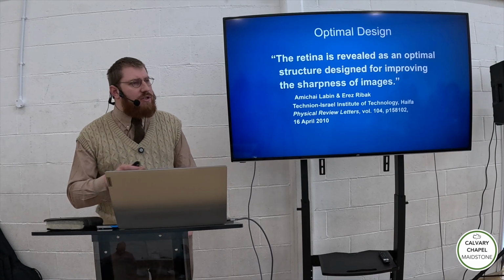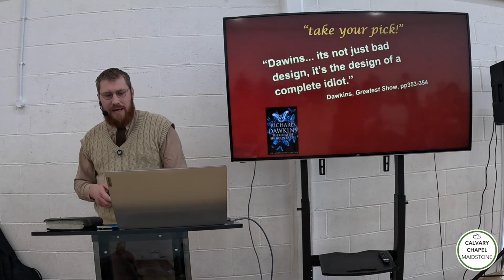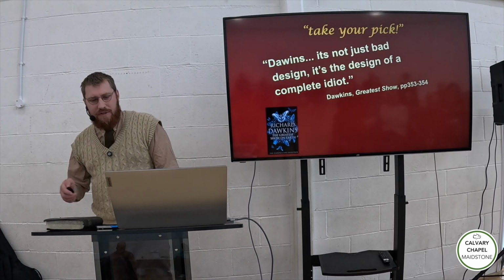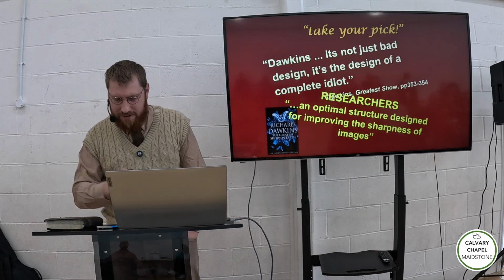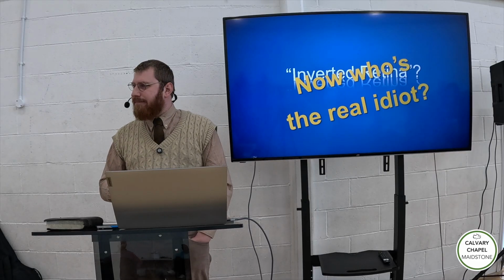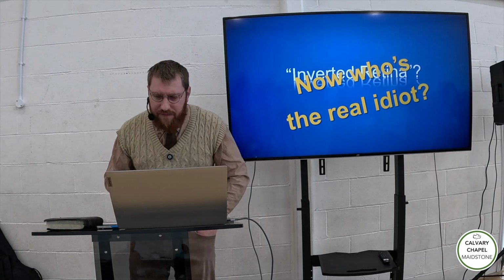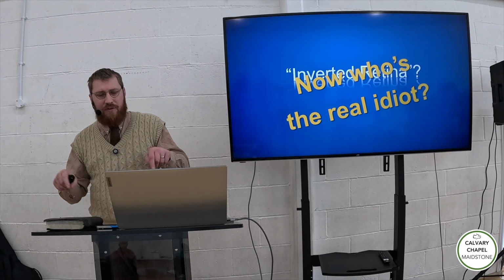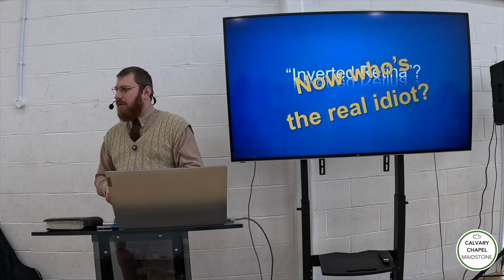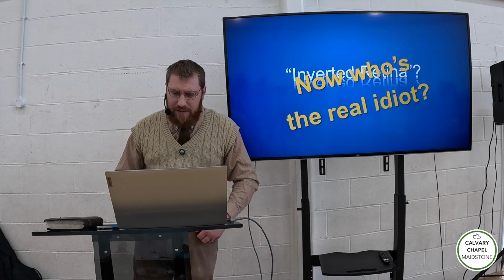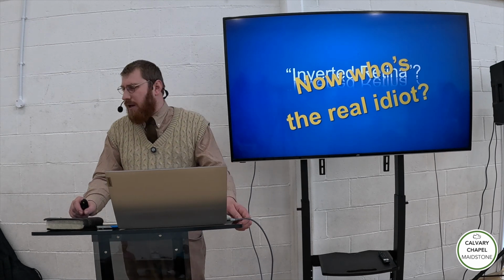Hang on a minute, what did Richard Dawkins say? Well, he didn't say anything like that. He said it's not just a bad design, it's the design of a complete idiot. Whereas the researchers say it's an optimal structure designed for improving the sharpness of images. Question, now who's the real idiot? It's interesting to think about. You see, the inverted retina argument is not evidence of evolution, it's evidence of our ignorance. Because the actual evidence tells us that the eye is a very good design. Who's being an idiot? Well, it's certainly not God.